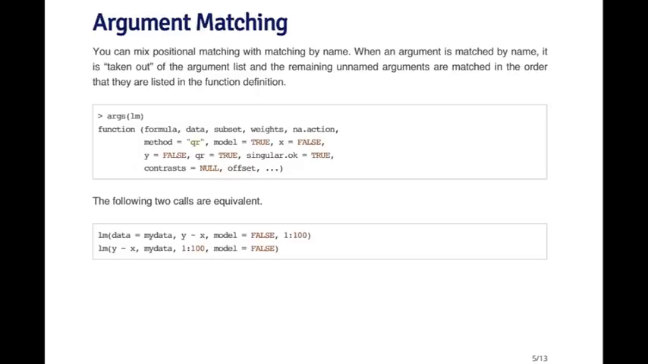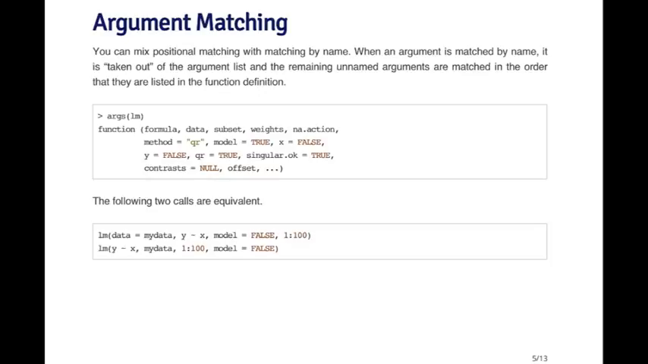So, positional matching and matching by name can be mixed, and this is quite useful often for functions that have very long argument lists. For example, the lm function here, which fits linear models to data, has this argument list. The first is the formula, the second is the data, and then the subset, the weights, etc. And you can see that the first 5 arguments here don't have any default values, so the user has to specify them. But then the method, the model, the x argument, those all have default values. So if you don't specify them, they will use those values by default.